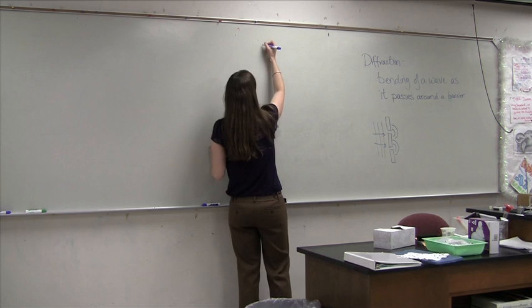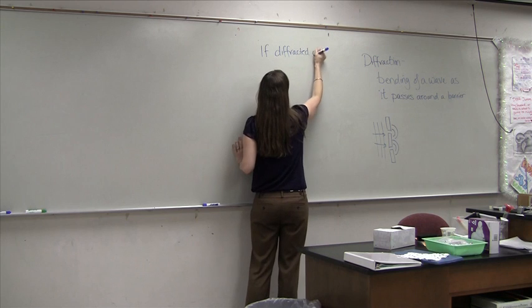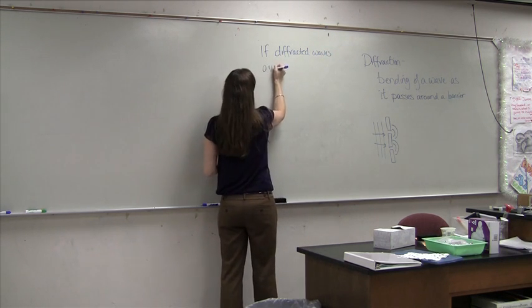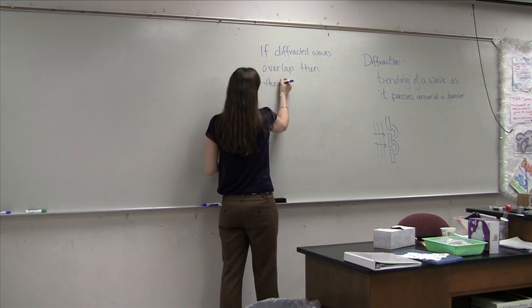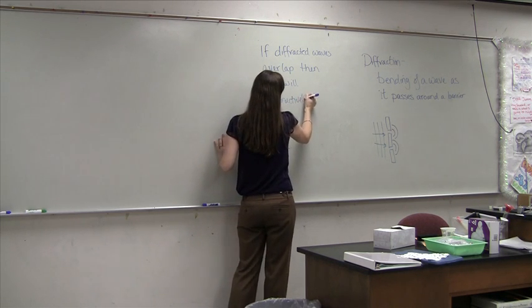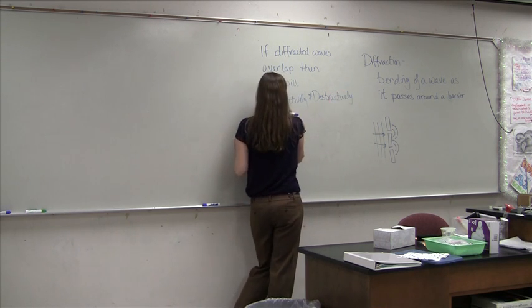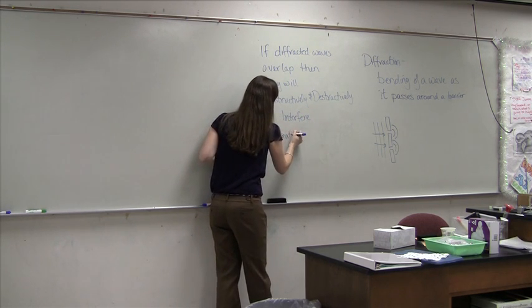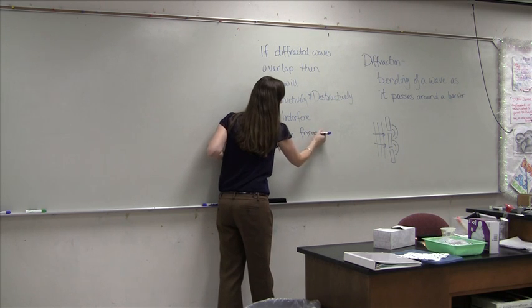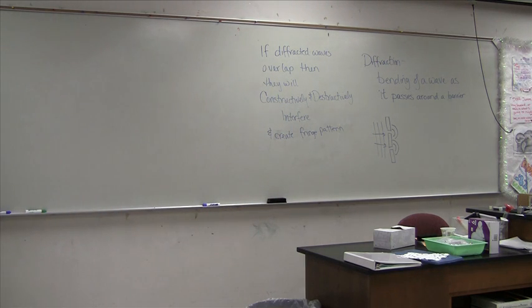So, if the diffracted waves overlap, then they will constructively and destructively interfere and create the fringe pattern that you guys saw. I don't know why they call it fringes, but that term has been used for a long time.